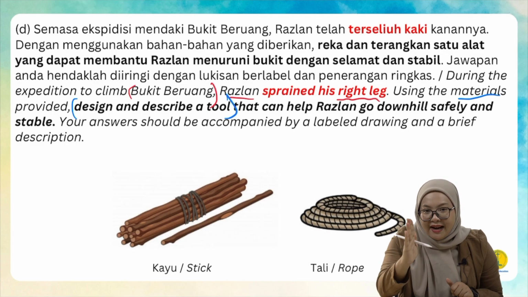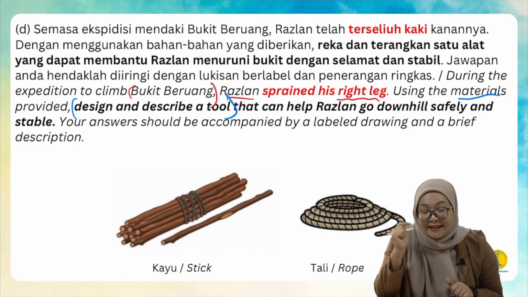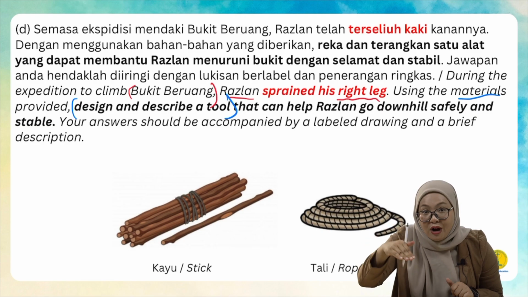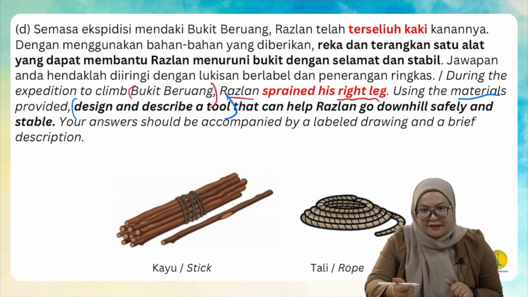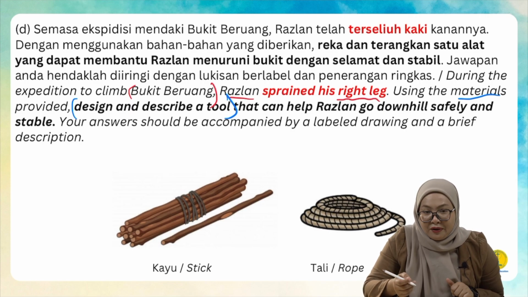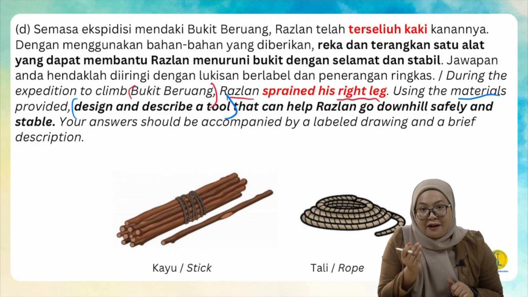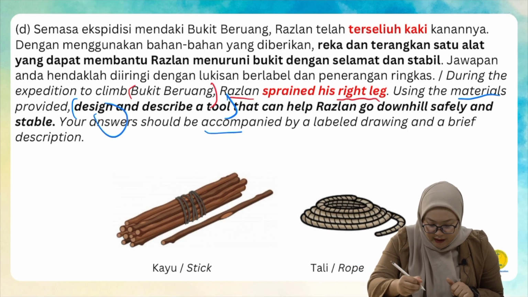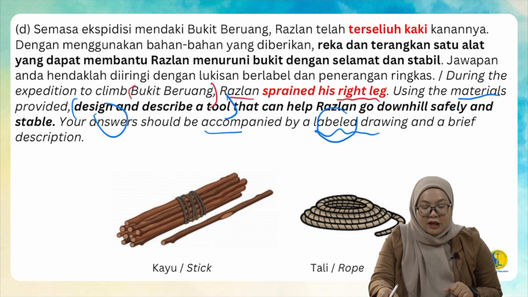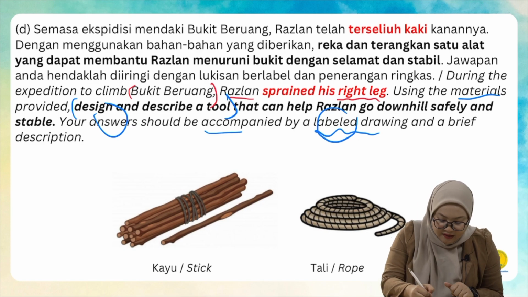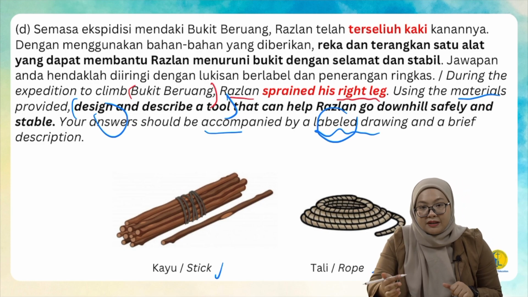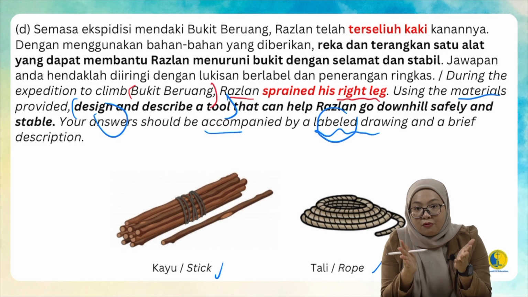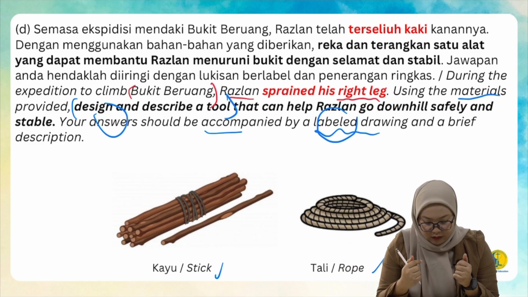You have to design a tool that can help Razlan go downhill. Okay, it's impossible for you to carry Razlan on yourself. We also struggle with how we can carry people. Your answer should be accompanied with a labelled diagram. Okay, so you are given a stick and a rope. Design something to help Razlan go downhill.